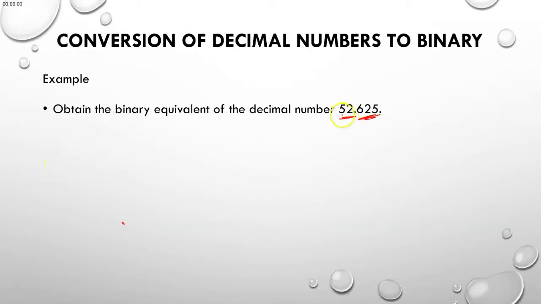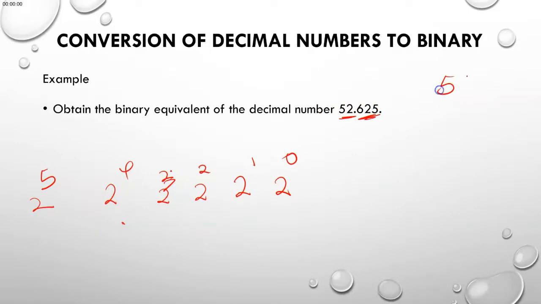We just need to know that 52 is less than 64, which is the sixth power of 2. Therefore, we highlight powers of 2 from 2 to the power 0 up to 2 to the power 5: 2 to the power 0, 2 to the power 1, 2 to the power 2, power 3, power 4, and 2 to the power 5. Oh, we have already done this conversion, so I think it will be rather straightforward.